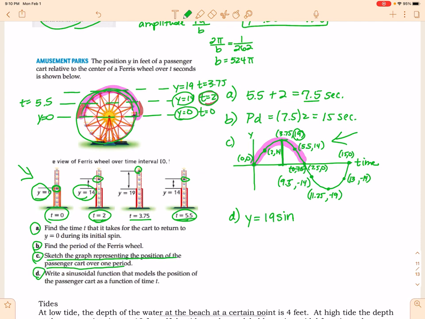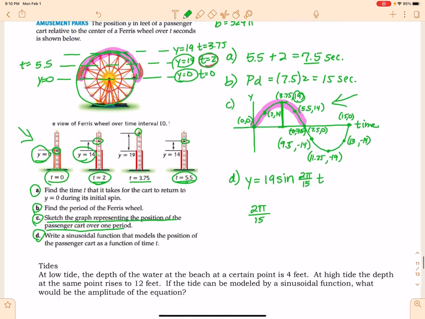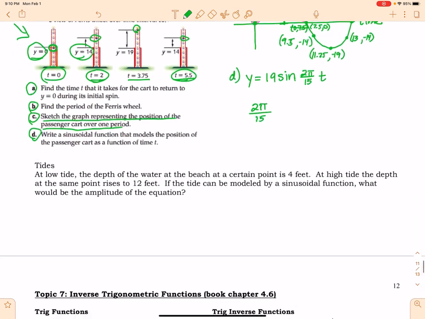We need to consider the period. The period of the parent function is 2 pi, and we know that it takes 15 seconds to go all the way around, so this is going to be divided by 15. And then it's a function of time. Easy peasy lemon squeezy. That's something you use sine for.